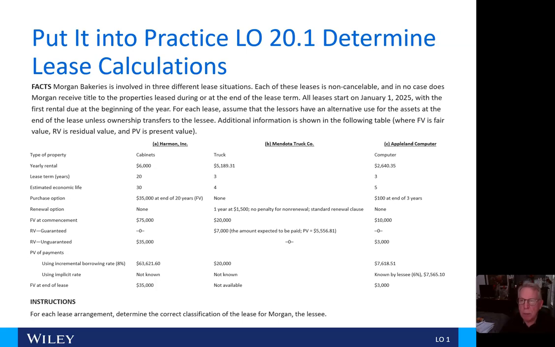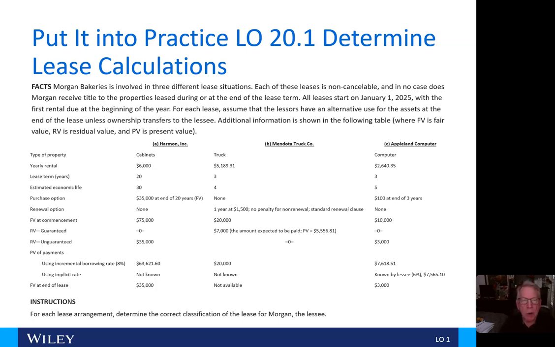Okay, we'll put this into practice with lease calculations here. Morgan Bakeries is involved in 3 lease situations. Each of these leases is non-cancelable, and in no case does Morgan receive title to the properties leased during or at the end of the lease term. All leases start on January 1, 2025, with the first rental due at the beginning of the year. For each lease, assume that the lessors have an alternative use for the assets at the end of the lease, unless ownership transfers to the lessee.